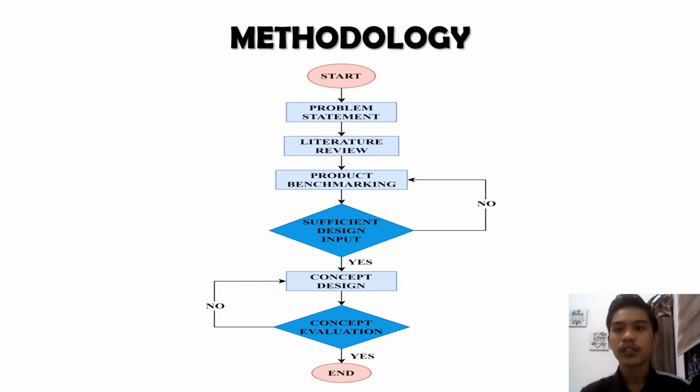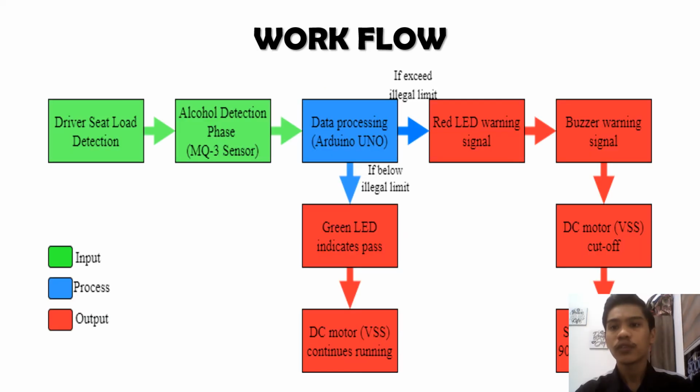So for methodology, I created 6 steps to complete this task, starting with the problem statement, literature review, product benchmarking, and sufficient design input. In this case, if the design input is not approved, the product benchmarking is repeated. If yes, I will continue with the concept design of the project and go through to the concept evaluation. If no, the concept evaluation will repeat until yes, and lastly the end of the project.